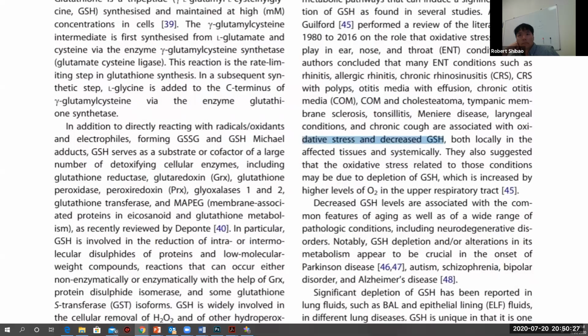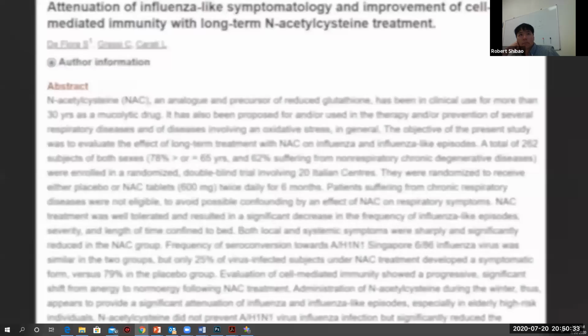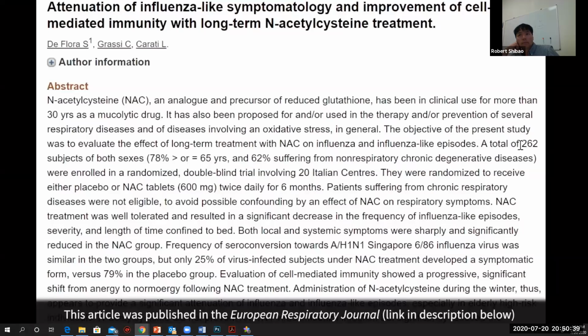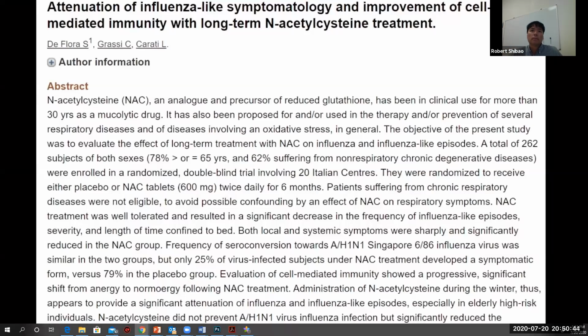So it seems safe to say here that glutathione could be recharged with N-acetylcysteine. Well, let's see if it actually works in diseases. Now, here's a study that was published in 1997 looking at a total of 262 subjects with both sexes. And this was a randomized double-blind trial looking at over 20 different centers in Italy. And they were randomized to look at either placebo or NAC tablets, 600 milligrams twice daily for 6 months.